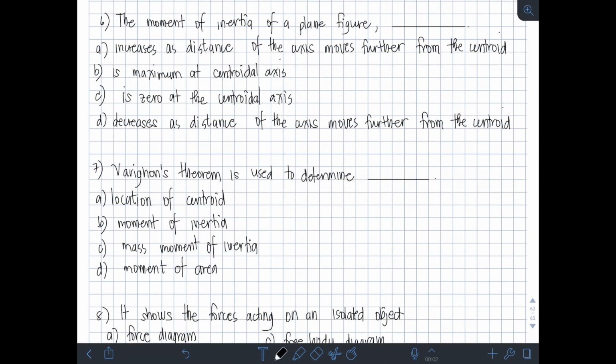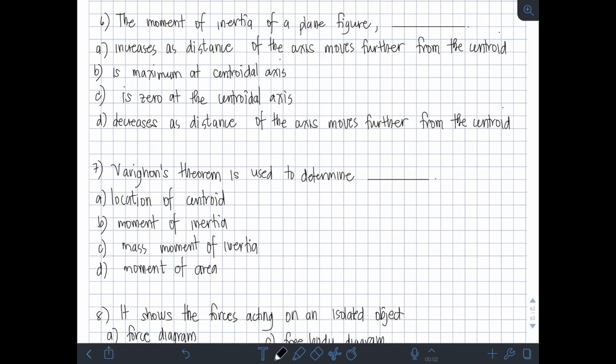Okay? Next, let's have some objective type of questions. For 6, the moment of inertia of a plane figure, blank. A, increases as distance of the axis moves further from the centroid. B, is maximum at centroidal axis. C, is 0 at the centroidal axis. D, decreases as distance of the axis moves further from the centroid. The answer is letter A. Increases as distance of the axis moves further from the centroid.